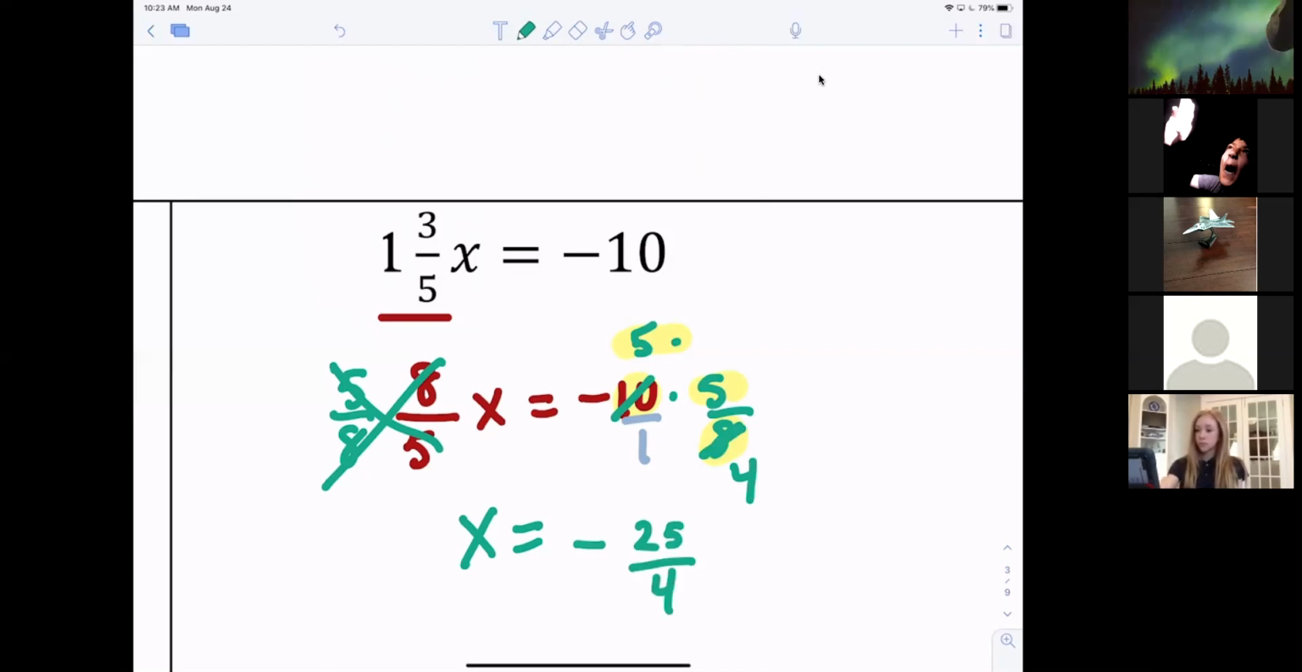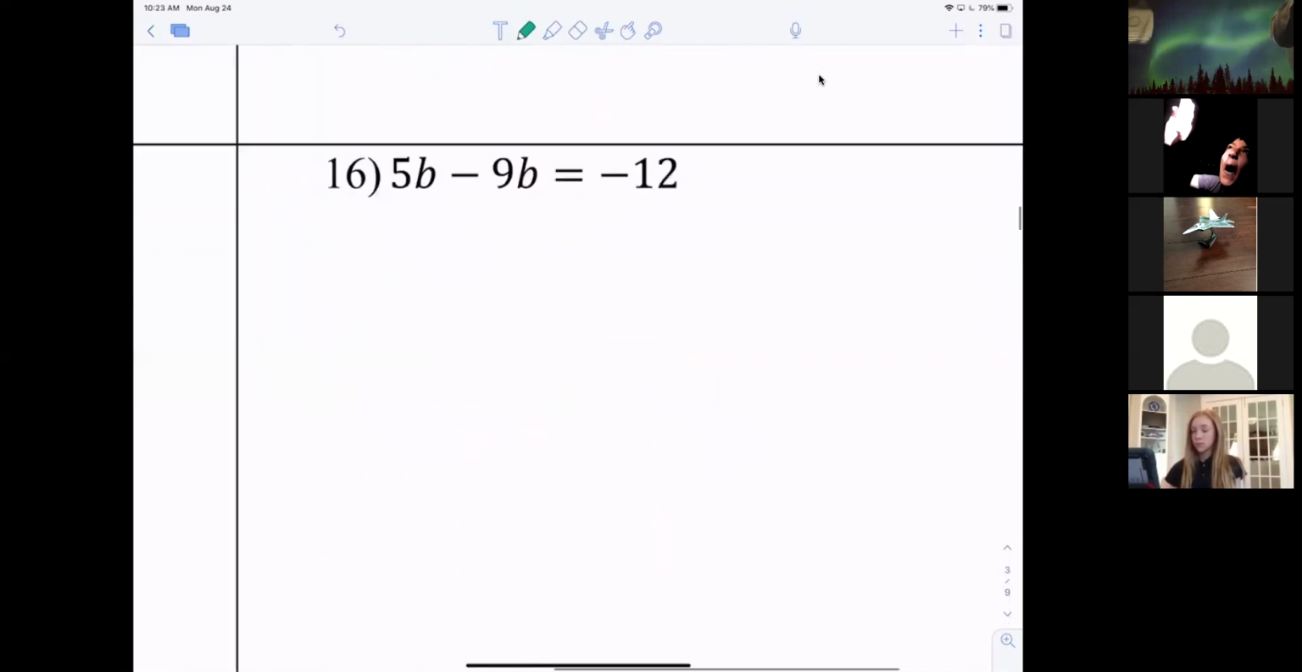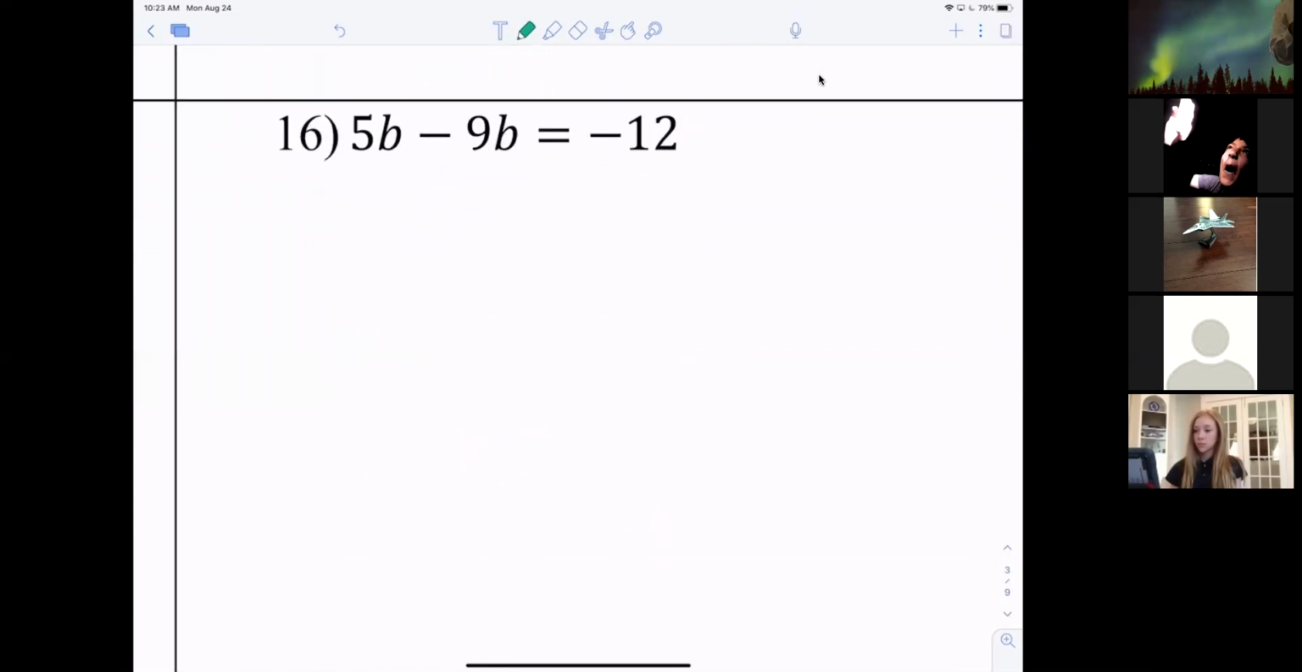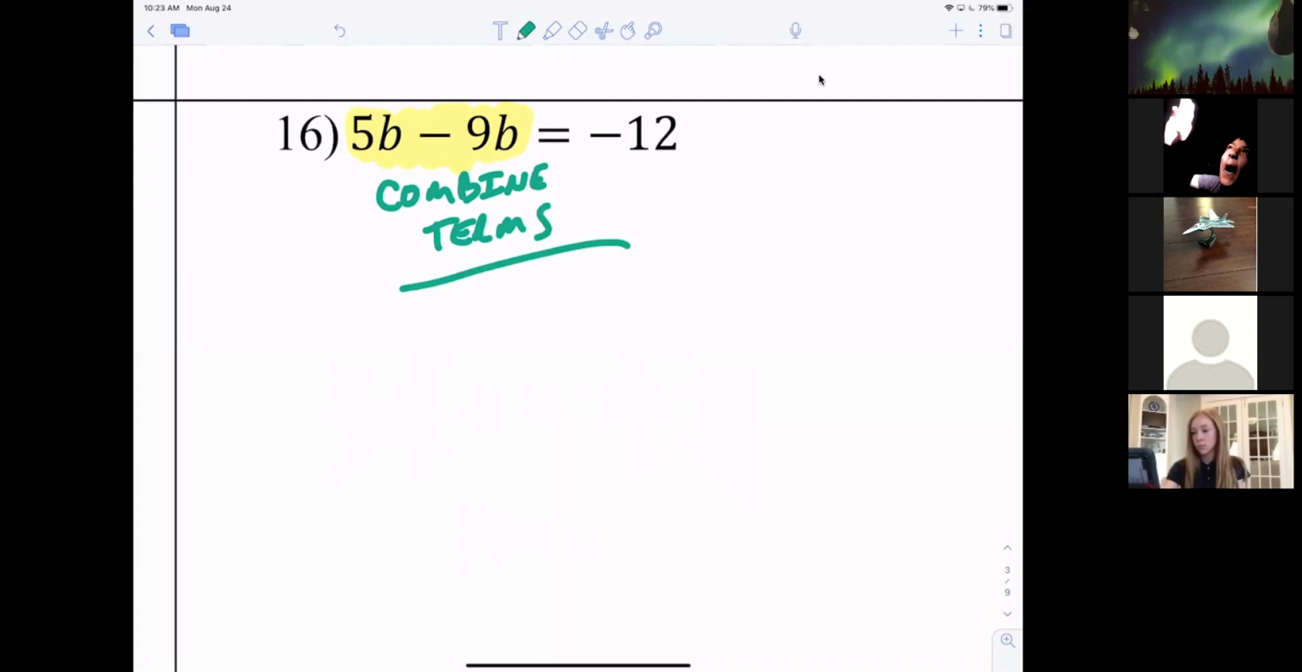All right. Bella, you're up. This one's a new one. So what does that equal? No, no, no. Come on now. 5 minus 9. Yes, negative 4b. Combine terms. If you forgot that, let's add that. You have to combine terms if they're on the same side. So she said 5b minus 9b is negative 4b.